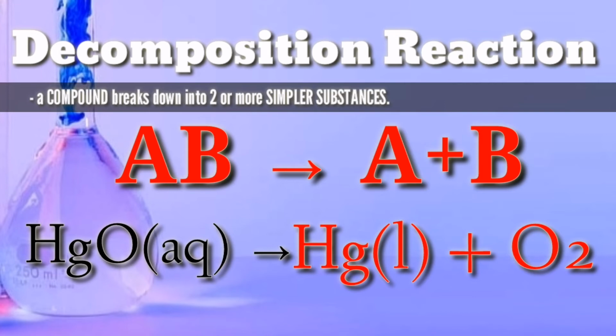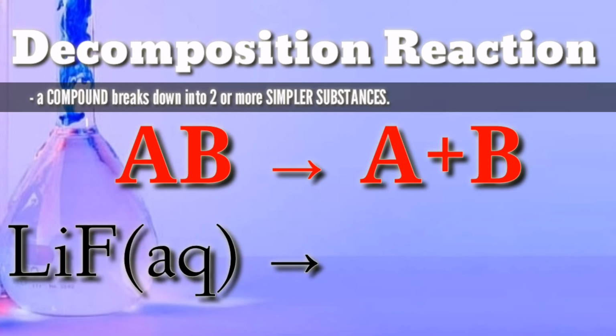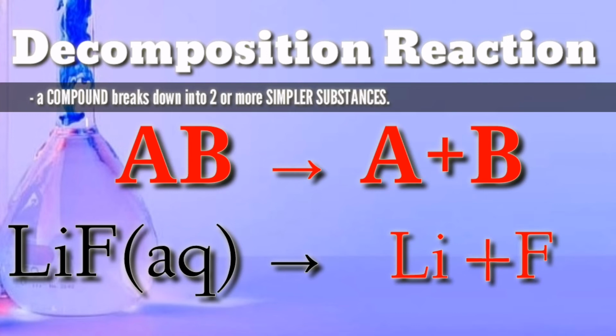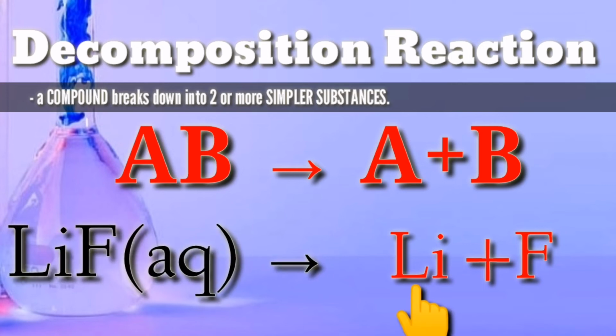Another example, if we are going to decompose lithium fluoride, what are the products that will be formed? To do that, just put a plus sign in between the elements, then identify if the element is a monoatomic or diatomic molecule. In the case of lithium fluoride, lithium is monoatomic and fluorine is diatomic, therefore we are going to put subscript 2 to fluorine.